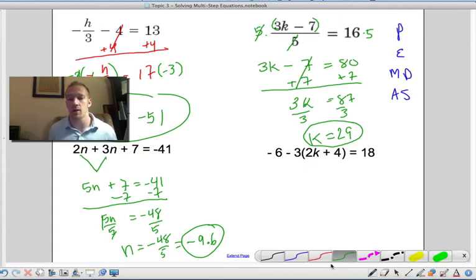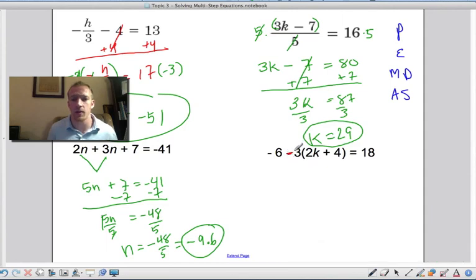So here we have to distribute. Alright? And it's a negative 3 out front. That sign has to go with the number. So I'm distributing the negative to both things. Negative 3 times 2k is negative 6k. Negative 3 times 4, this is where a lot of people forget the sign. Negative times a positive is a negative 12 equals 18.